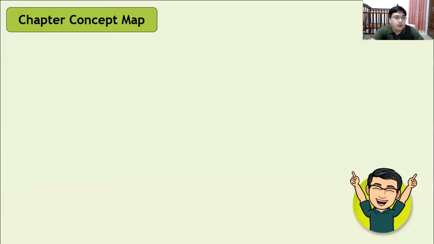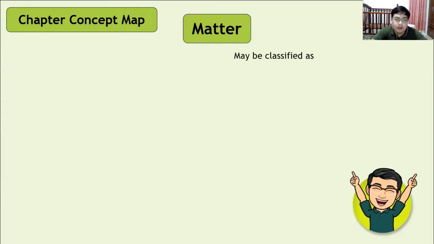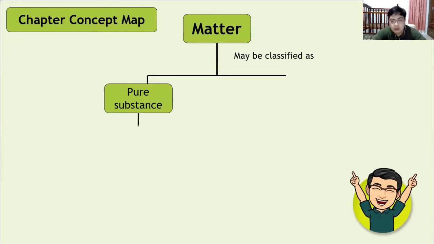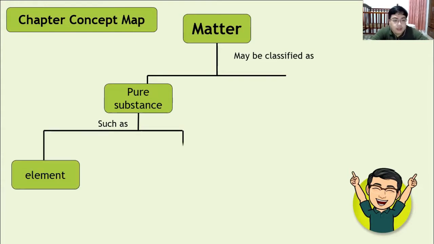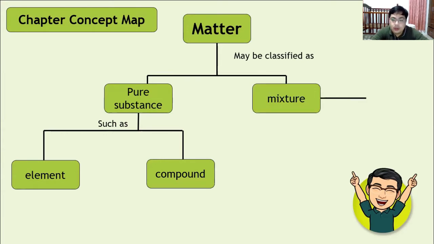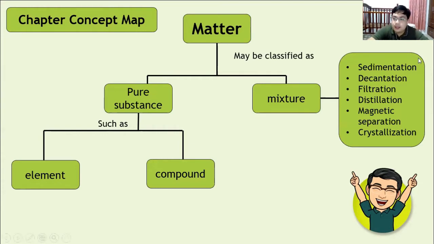So we have here our chapter concept map. Starting with matter, matter may be classified as two things: a pure substance, or a mixture. Let's start first talking about what pure substances are. Pure substances are an element or a compound. Next would be mixture. We're going to talk about how mixtures are going to be separated, but first, we're going to focus on pure substances and mixtures for today.